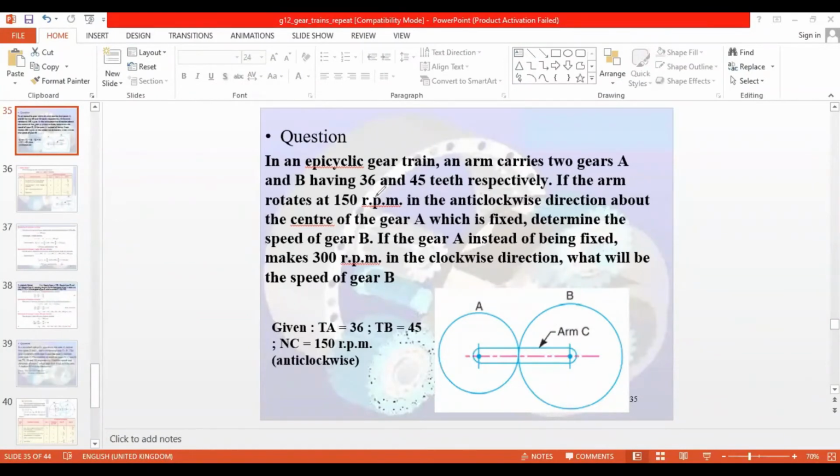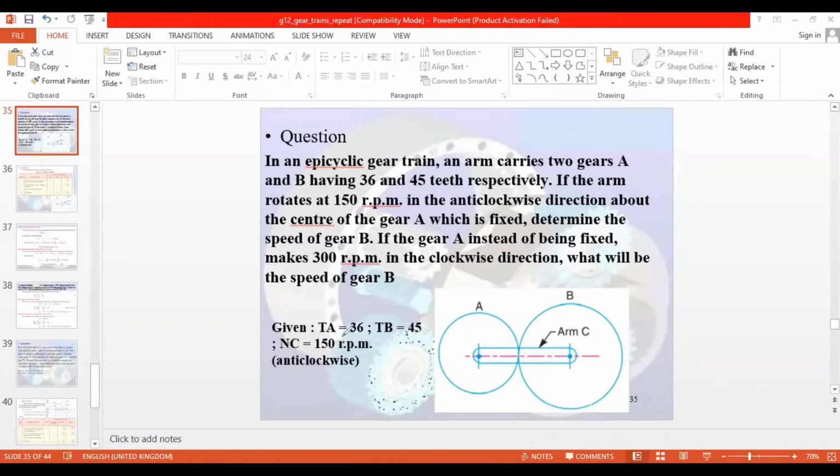So under these conditions, you need to find the speed of the gear B. If the gear A, instead of being fixed, makes 300 rpm in the clockwise direction, what will be the speed of gear B? So there are two questions actually. One, if A is fixed, what would be the speed of B? Second, if A is also rotating with 300 rpm in the clockwise direction, what will be the speed of B? Right. So now we'll fix the given data.